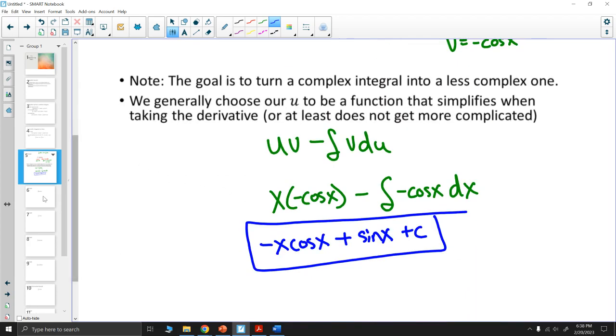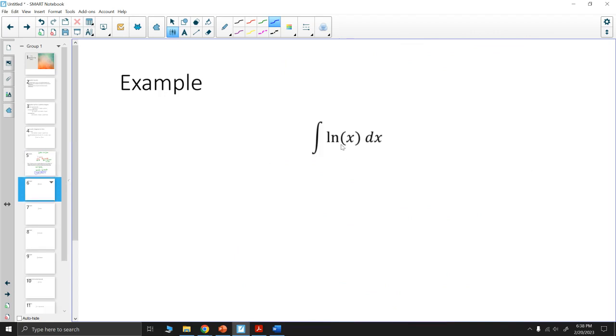So let's do another one. ln x. Now, I just got done saying that generally we choose a u to be kind of our function that simplifies, and then our dv to be the other one. So essentially we have kind of two choices here. We either are going to choose u to be natural log of x, and then that means that dv is dx, or we could potentially choose our u to be 1 and our dv to be natural log of x dx.